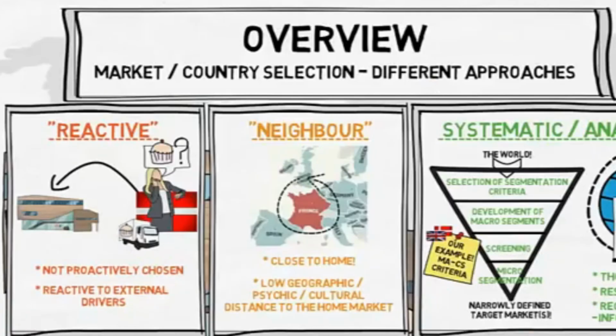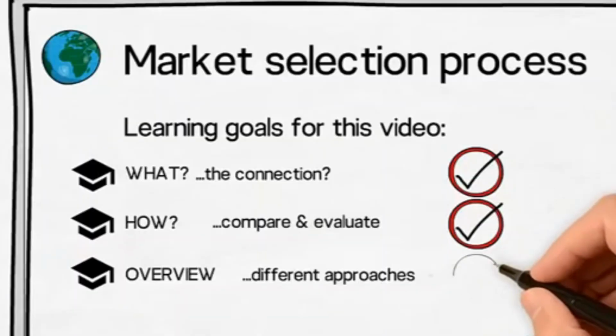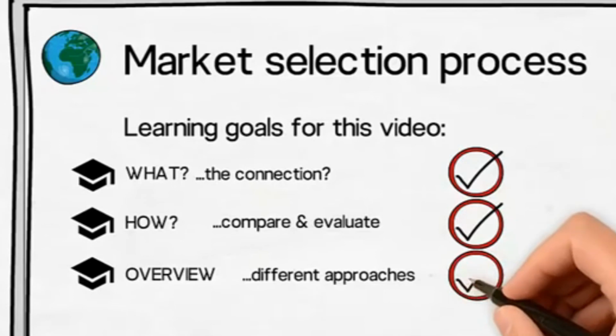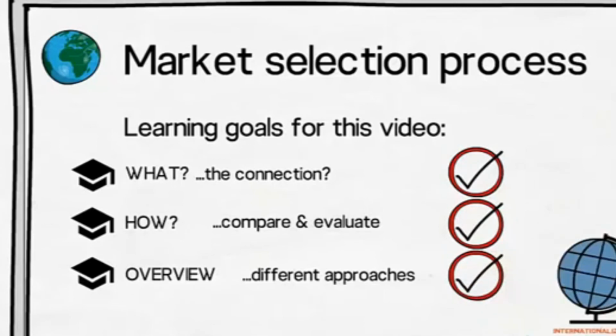Often we will find that when companies select new markets to enter, they use a combination and adaptation of these different approaches to suit their needs and available resources. The systematic approach in a more or less detailed version is the one usually recommended by marketeers. We have now completed the learning goals of this video by providing an overview of the different approaches to a market selection process.